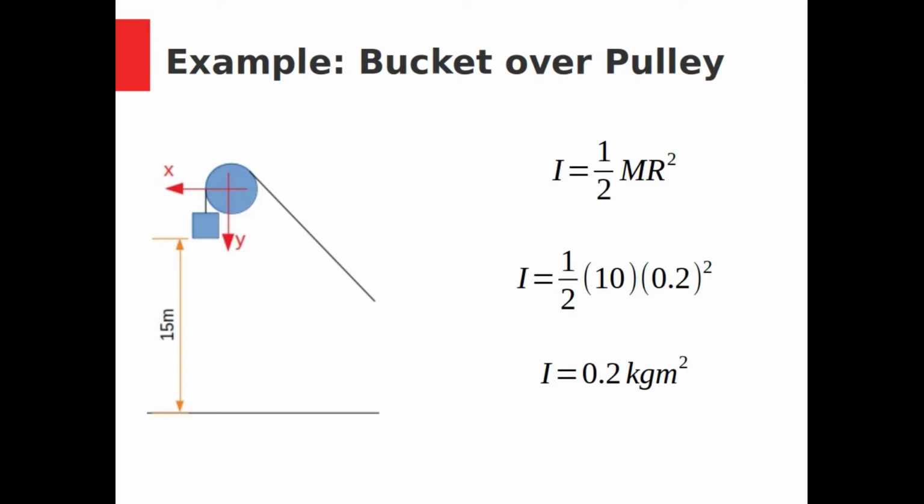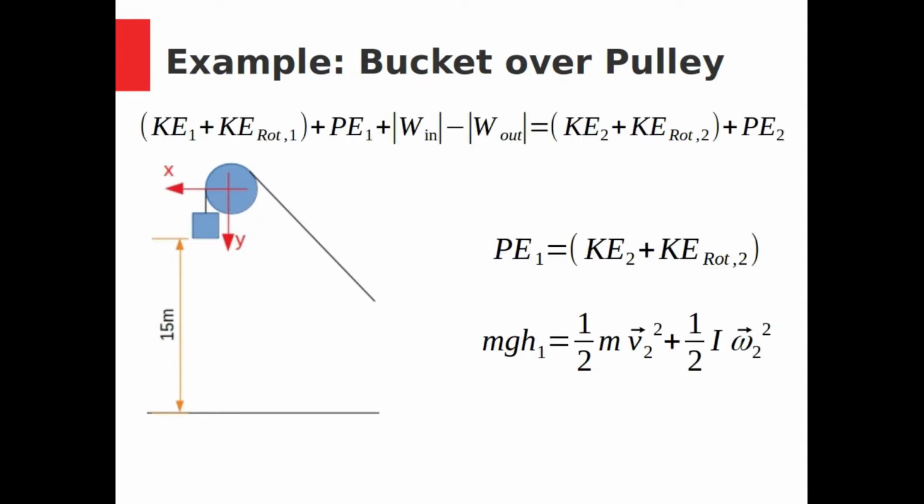First, we need to find the moment of inertia of the wheel. That's 1/2 mass of the wheel times radius of the wheel squared, or 0.2 kilogram meters squared. Initially, the bucket has gravitational potential energy. By the end, that potential energy due to gravity has turned into 2 forms of energy: the linear kinetic energy of the bucket and the rotational kinetic energy of the wheel.